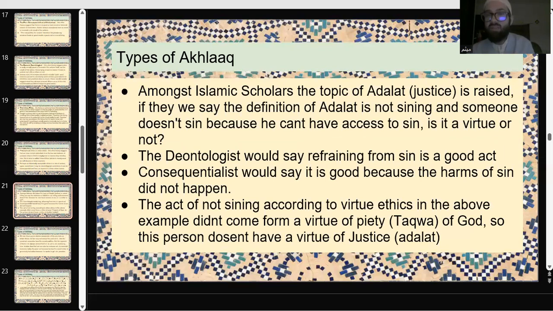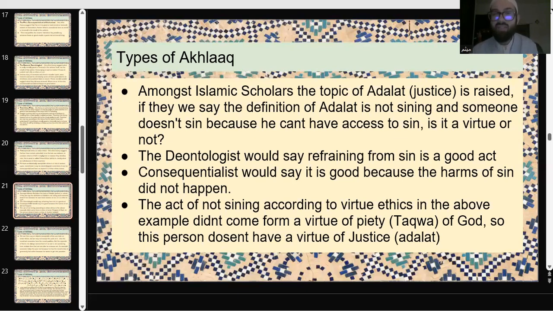Amongst Islamic scholars, we have this topic of adalat, of justice. This topic of adalat is raised. If the definition of adalat, of justice, is not sinning, and someone doesn't sin because he can't have access to sin, is that a virtue or not? Is this person having that malaka, that fixed virtue in the soul of not sinning, of being just, because he has no access to it? And if he had access to it, he would commit the sin.